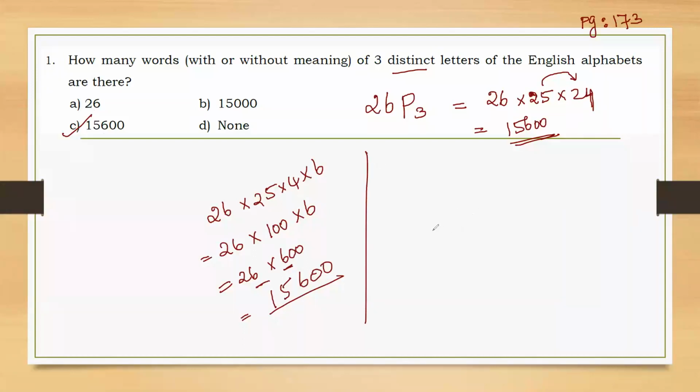So we're going to form a word of 3 different letters out of 26. We are not selecting, we are going to form. Forming is arrangement. Select 3 letters and arrange them in order. So using permutation, 26P3. So clear, one.